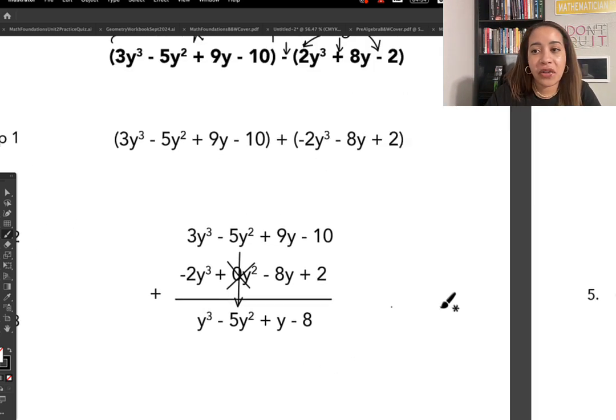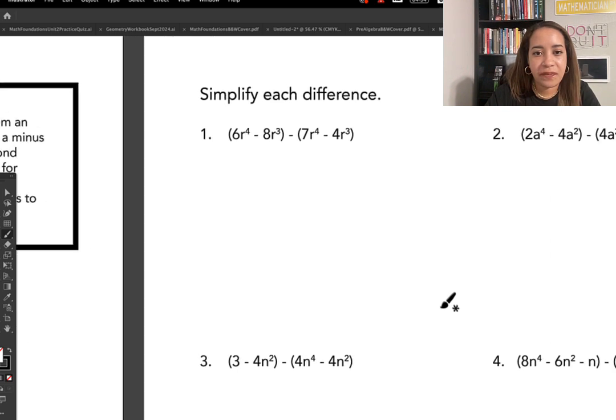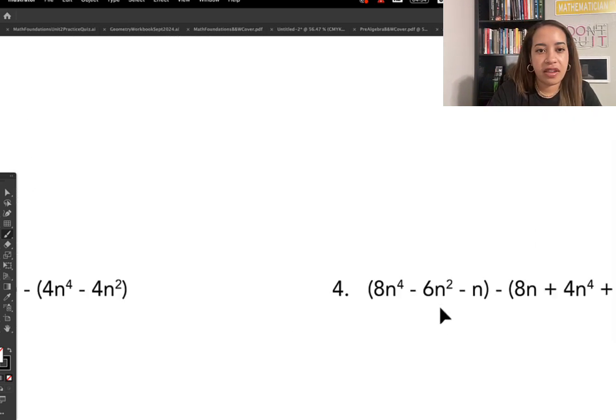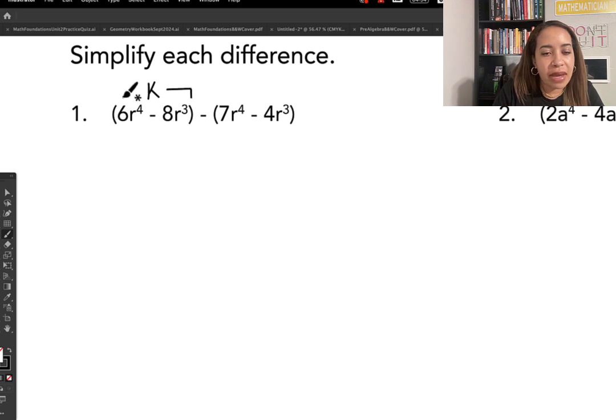We will practice a few of these subtraction problems together from start to finish. So taking a look at number 1, I'm going to start by saying keep, change, change, so that I can rewrite my problem as addition.